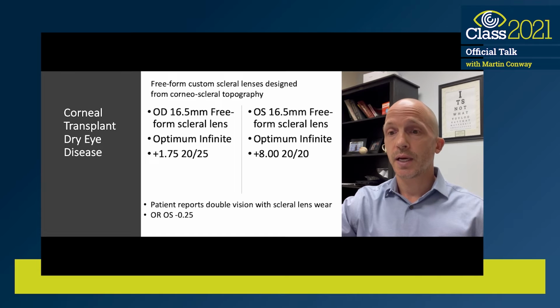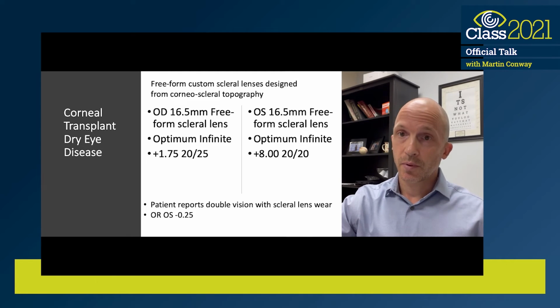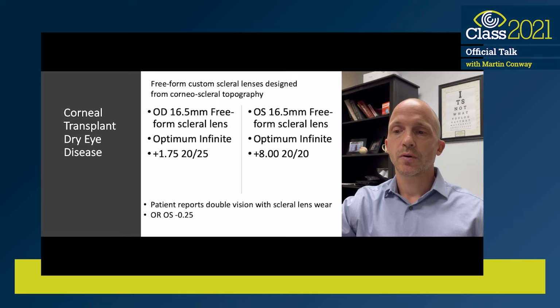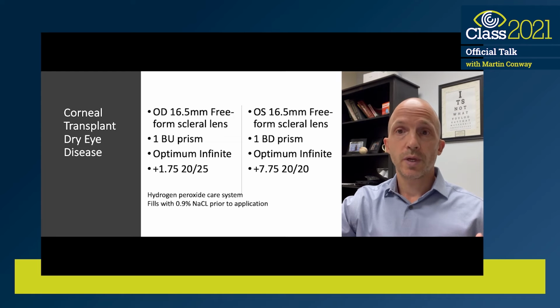And then in her left eye, same diameter, using Optimum Infinite material with plus 8, she was able to improve down to 20/20 vision. However, the patient did report, as I think we might expect, some double vision with her scleral contact lenses, and there was a very minor overrefraction. We did remanufacture her contact lenses. We added some prism that we had previously demonstrated over her contact lenses.